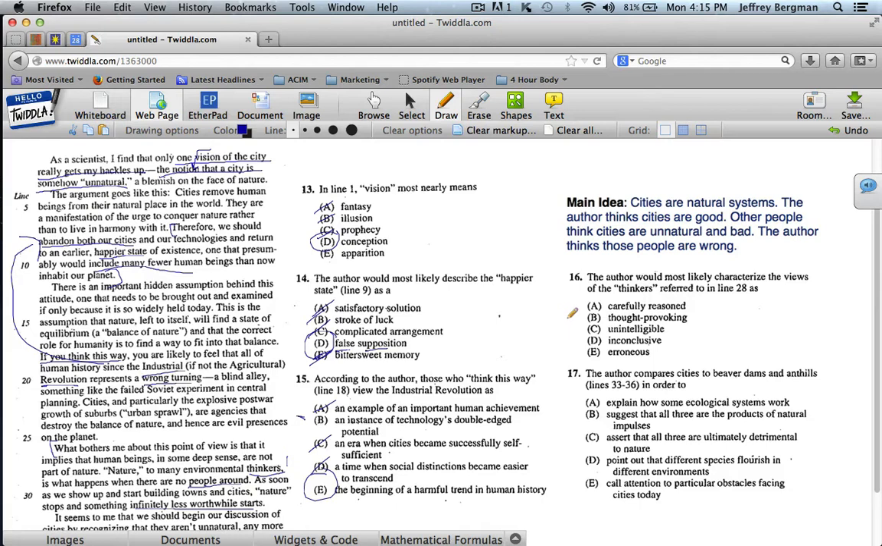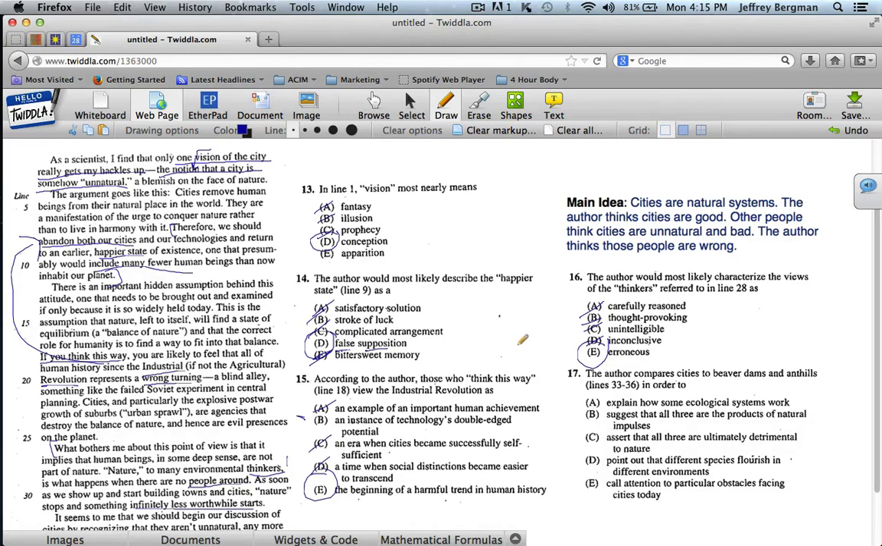We want a word that means wrong. Carefully reasoned? No. Thought-provoking? No. Unintelligible? That means they're not understandable, and the author does understand them. He just thinks they're wrong. Inconclusive? Nope. Erroneous. That means wrong.